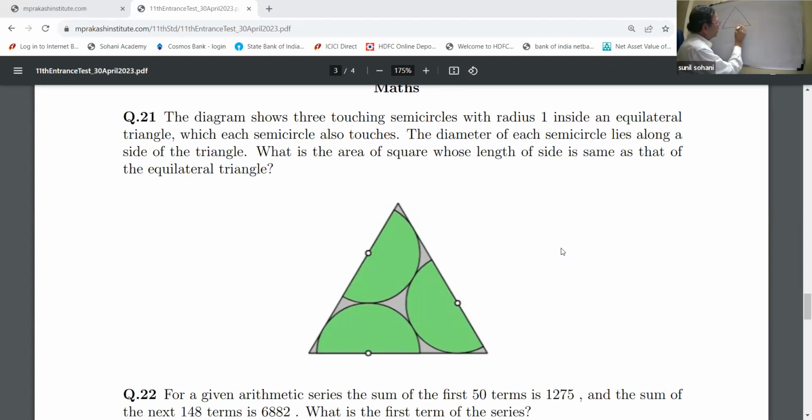It should come up to here roughly. Then the second circle will start here and travel here, and the third circle will start here and travel here. Okay. This is question 21.